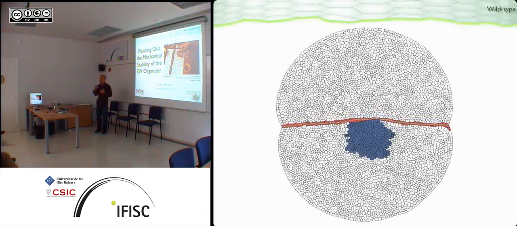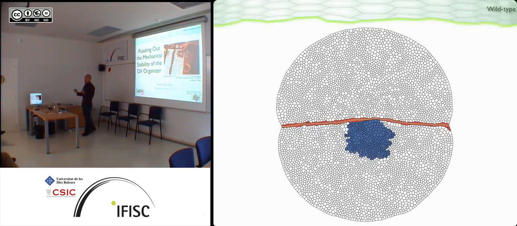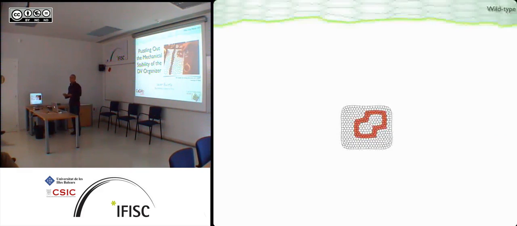And we want to understand how are those mechanical constraints that are actually forcing that region to scale differently and to get these cells segregated differently.